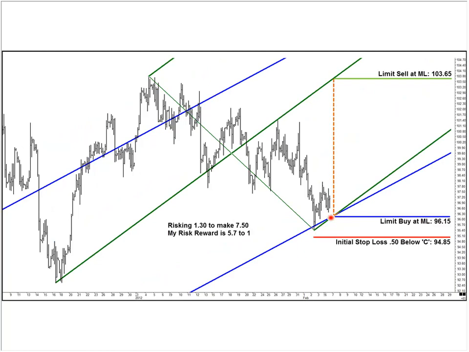And if I got filled and then price immediately spiked up and hit the green median line, I'll be a limit seller of my position at 103.65. I plan all this out in advance before I put any orders in the market. Why do I do that? Because I want to take a look at this number right here.